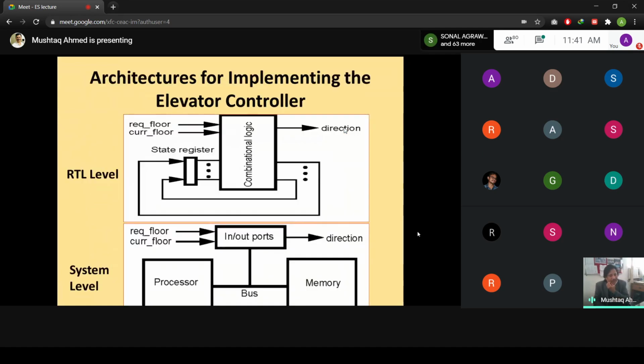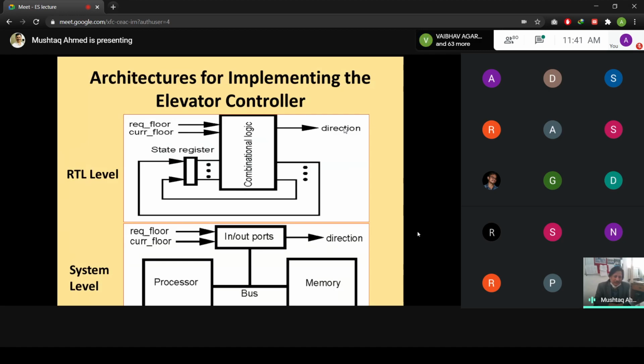So as you can see in an architectural implementation of the elevator controller, there is combinatorial logic because no memorization is required. But if feedback is there and the direction is required to be decided based on the current position, then we do need to make this a sequential system, where the previous state is considered while deciding the next state.